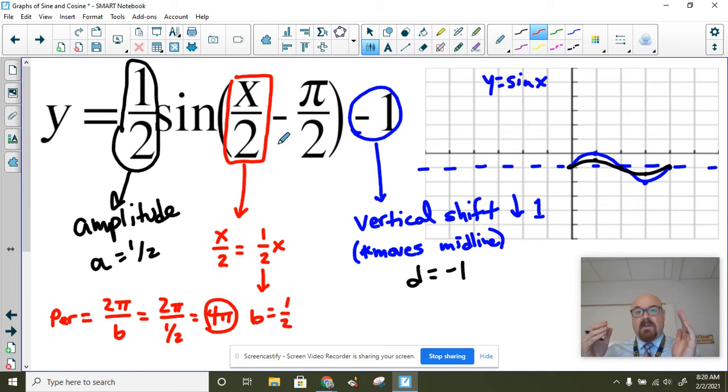I'm going to talk over Dr. Manola, okay? So when we talked about horizontal transformations, we said that we're doing the opposite, right? Normally when you multiply something by 1/2, you make it smaller, right? Well, if it's opposite, we're actually stretching it. So we're not compressing the period by 1/2. We're actually multiplying the period by 2.